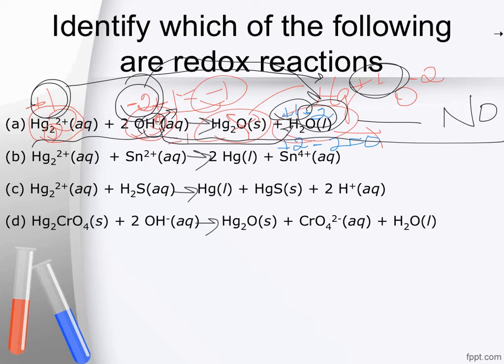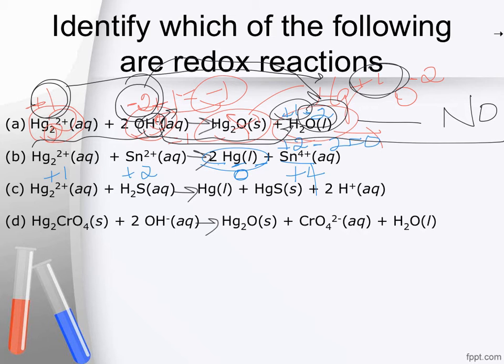Let's look at B. Okay, again, mercury is, I'm going to write in the bottom now, +1 each mercury. Tin, it's an ion, so the oxidation number is the same as its charge, +2. On the product side, this mercury has an oxidation number of 0 because it's an element in its standard state. And I don't know if you know, mercury is the only metal that's a liquid. Interesting. Okay, so the tin ion, oxidation number is the same as its charge, +4.